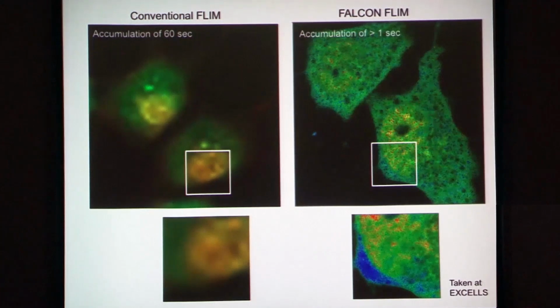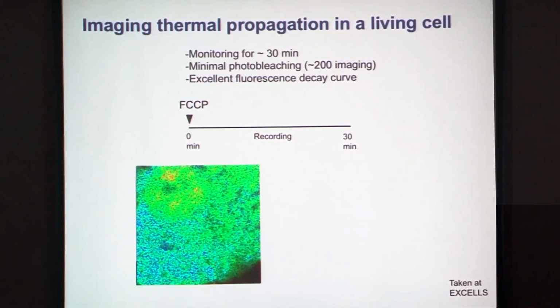Back to the heat propagation in a cell, one of the most wanted results was imaging the heat propagation in a cell when you stimulate the mitochondria. So I'm going to show you the latest outcome of our investigation, imaging thermal propagation in a cell. I'm going to explain the experimental condition. We monitor the temperature over 30 minutes, and we checked that bleaching was minimal even though we performed a couple hundred rounds of imaging, because FALCON is highly sensitive, so we can reduce the excitation light source. And we checked the fluorescence decay curve in every image, which was excellent.